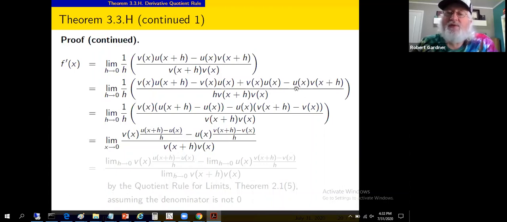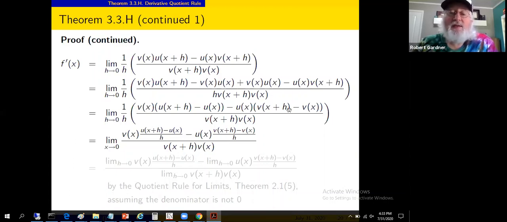Factor a negative U of X out of this one, that'll leave you with a V of X plus H. Factor a negative U of X out of this one, that'll leave a negative V of X. If you don't like that, take this negative U of X and distribute it back. Negative U of X times negative V of X is positive U of X times V of X. So that's the way to factor it correctly.